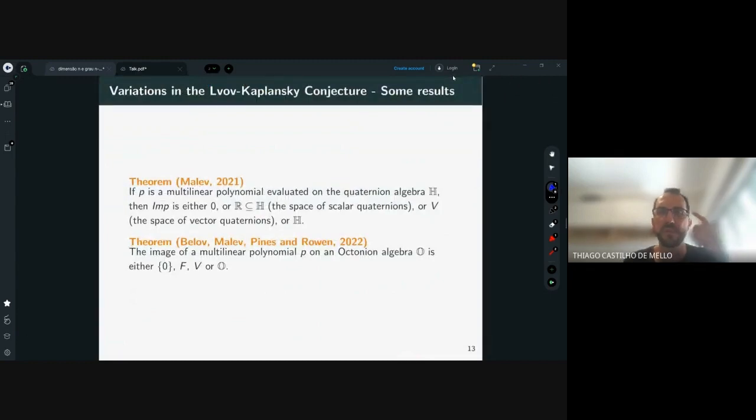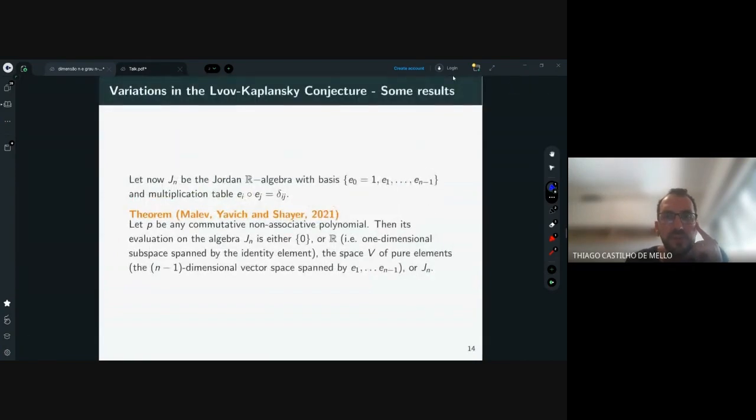And some other interesting results here for the quaternion algebra and for the octonion algebra. Here, they show that the image of the polynomials are either 0, when they are polynomial identity, R, that means the central polynomial. Here, V means the set of quaternions with real part equal to 0, okay? Or the whole algebra. And the same result for the octonions. The difference here is that for octonions, we need to consider non-associative polynomials.